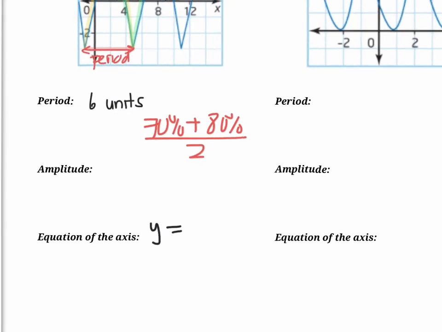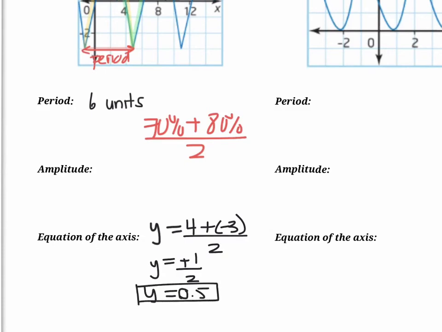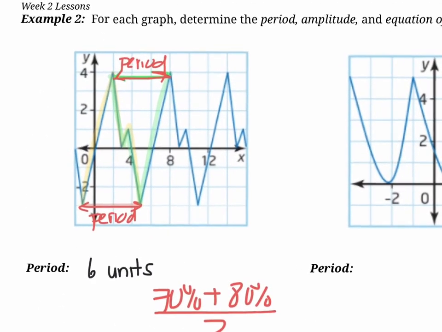So our maximum was 4. Our minimum was negative 3, so we're going to add those together and divide by 2. So this is going to be positive 1 divided by 2, which is 1/2. So y equals 0.5 is our equation of the axis of the curve. That is what's going to cut it in half. So let's sketch that on there, make sure it looks right. I know 0.5 is about here, so I'm just going to do a dotted line across here, and that does look like the middle of the graph.